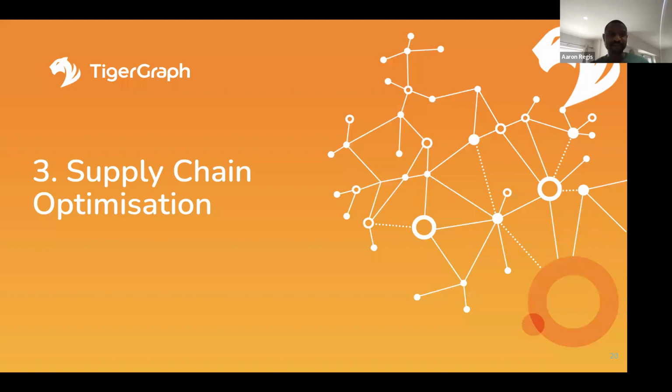Okay, so then if we quickly move on to supply chain optimization and how Graph helps in this area as well.